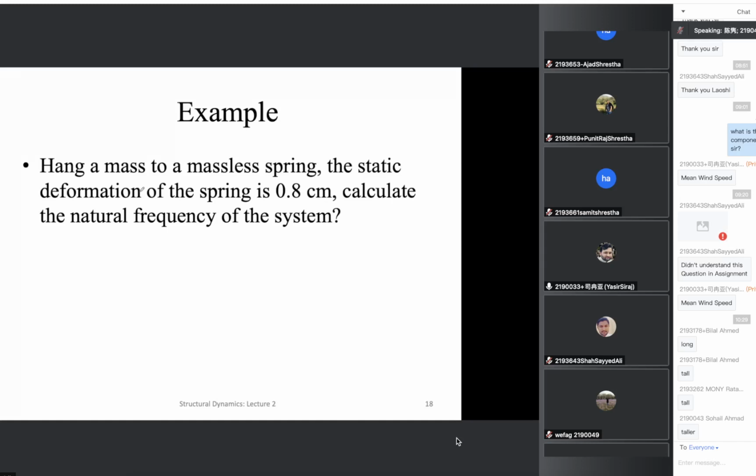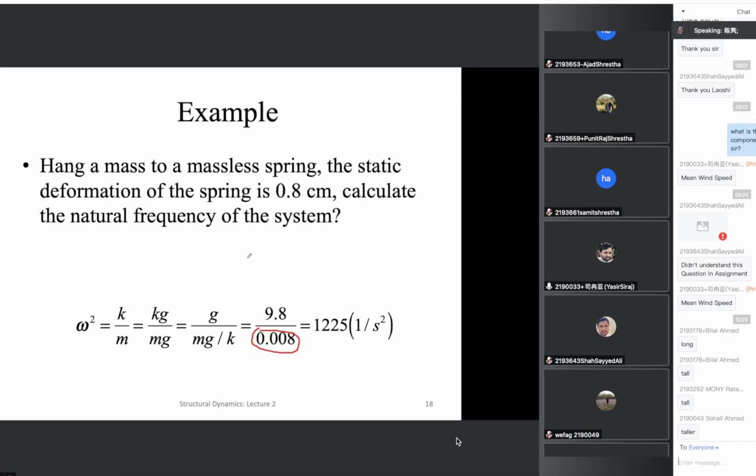Anyone? Yes. What is the value? Omega, 225? Yes, very good. So like we define, omega squared is K over M, and from the definition we introduce G, gravity here. Then we change it by dividing by K, because this is a static deformation. So we can get the natural frequency of the system. By this simple way we can calculate it.